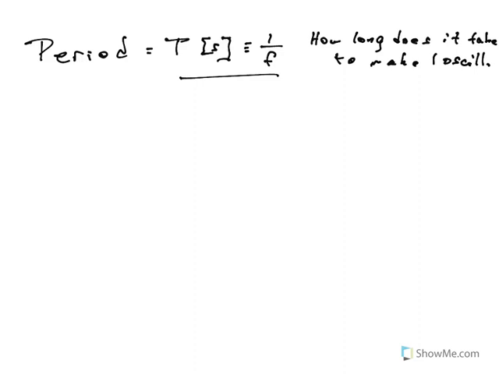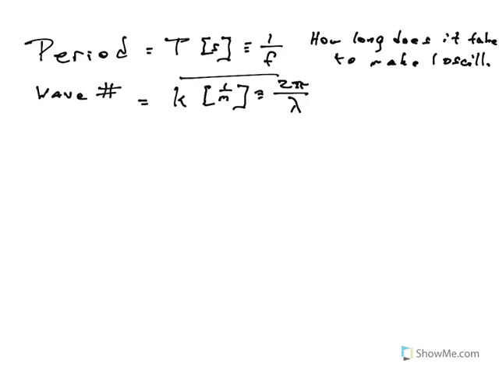The other thing you may want to know is called the wave number. Its variable is k, and its unit is 1 over meters. And it's defined as 2 pi divided by wavelength.